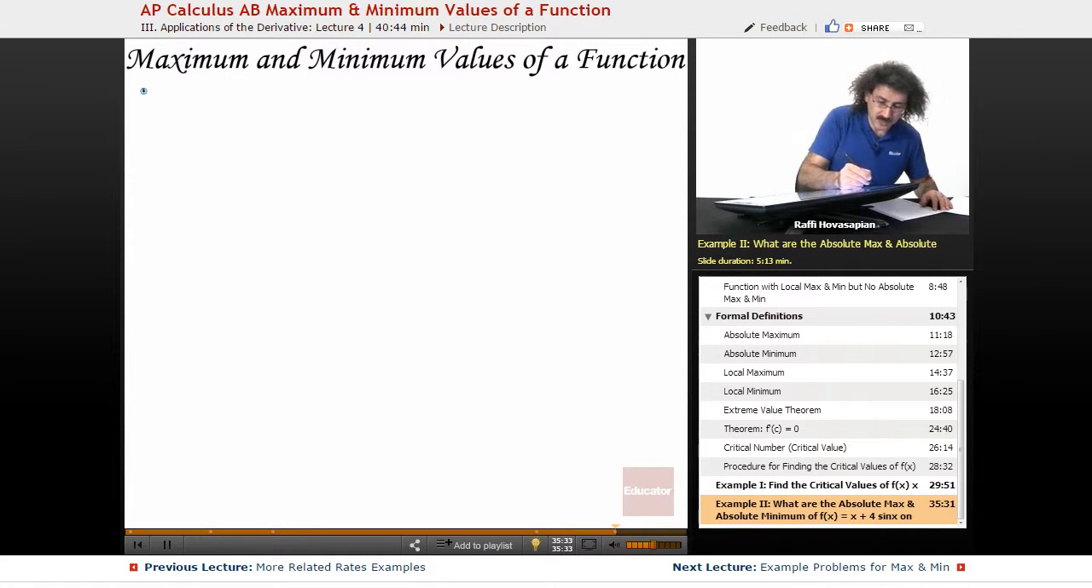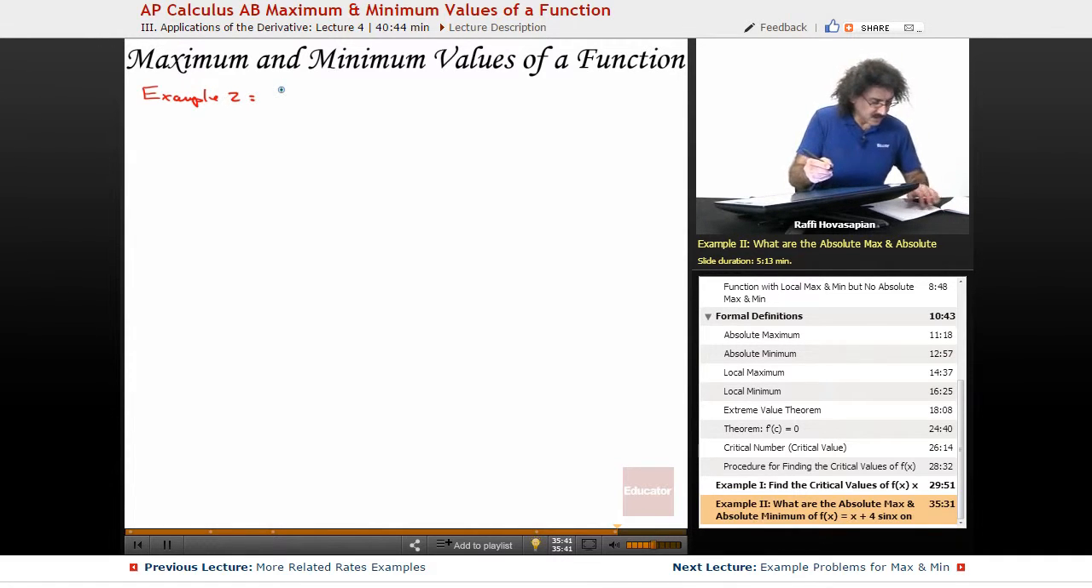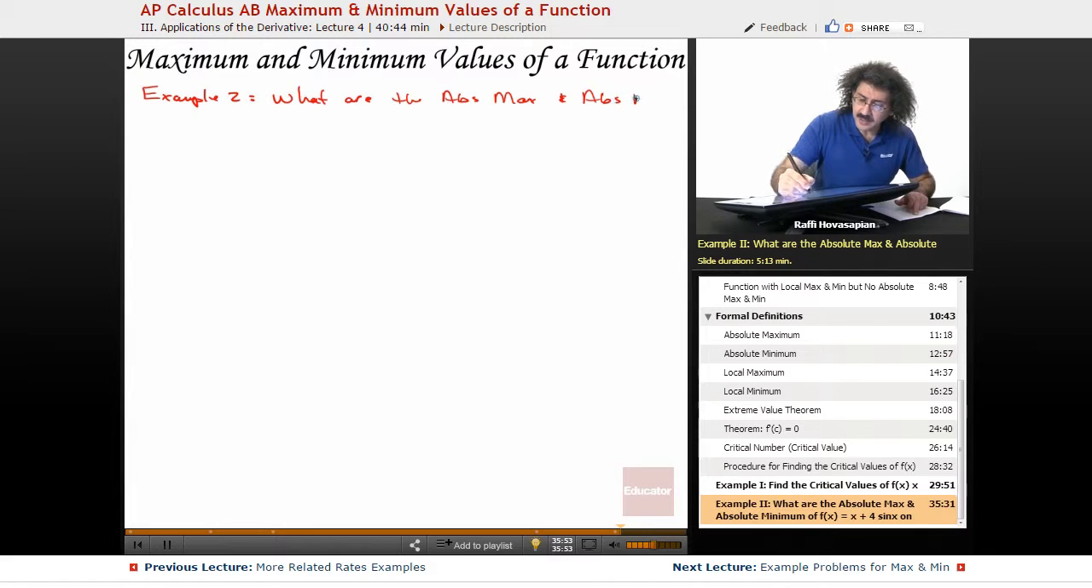Now example 2. What are the absolute max and absolute min of f of x is equal to x plus 4 sine x on 0 to 2 pi.